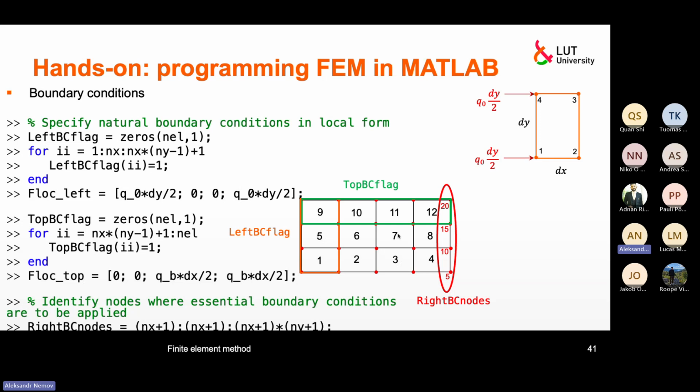And then I need to identify nodes on this right-hand side where I apply my essential boundary condition, prescribing the temperature.